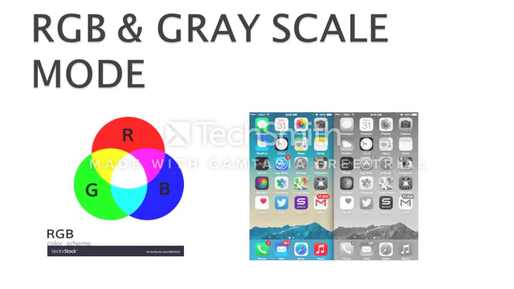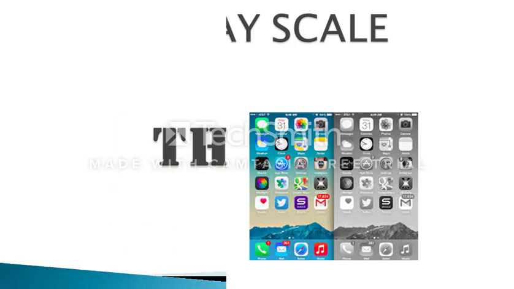GIMP uses only RGB and grayscale mode. A grayscale image is one in which the only colors are shades of grey. In next video, we will see how to start GIMP and what are various components of its window.